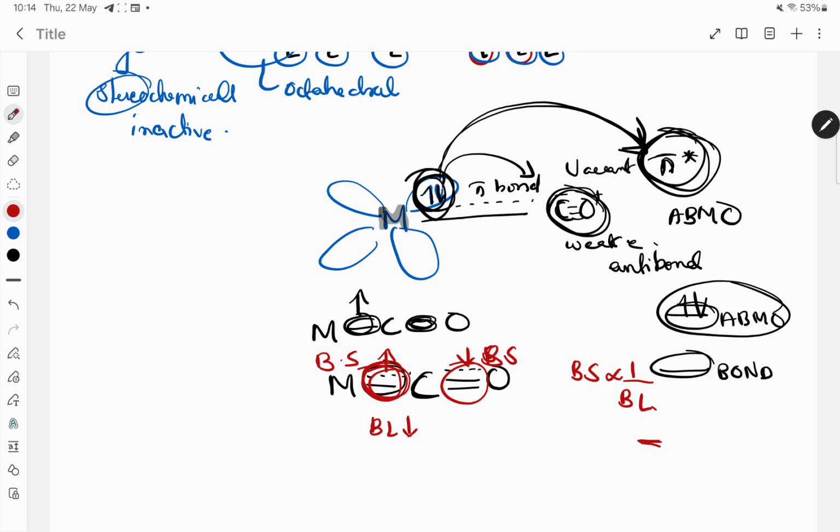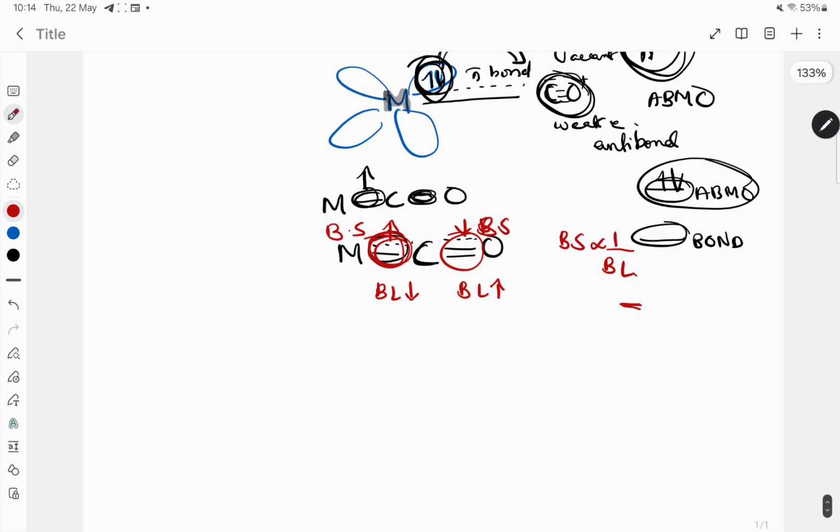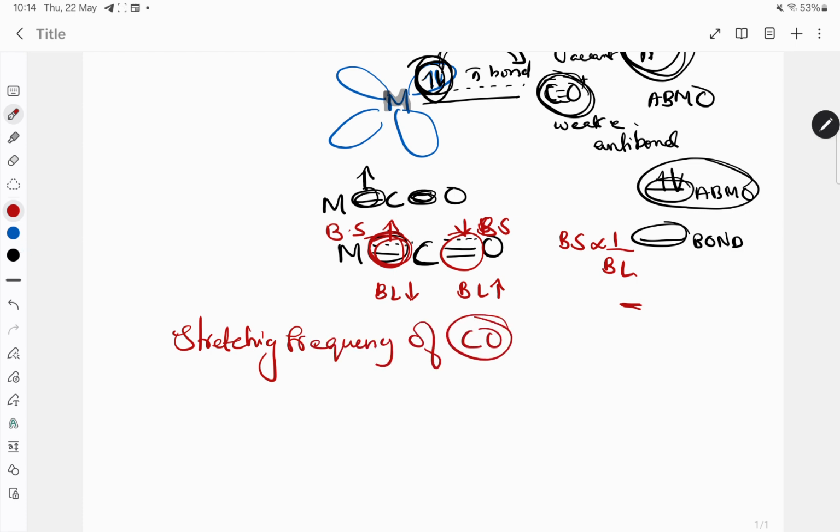Here the bond becomes weaker, so the bond length increases. And now about the stretching frequency, which is a factor of the stretching frequency of CO. What happens when there is high back bonding? In this effect of back bonding, the metal is giving the electron pair to this one. So this is called back bonding or synergic bonding.